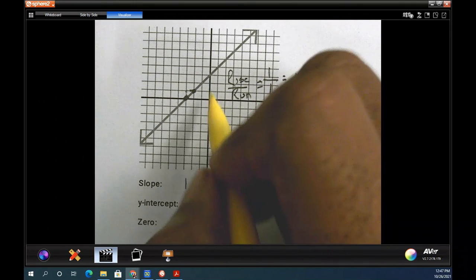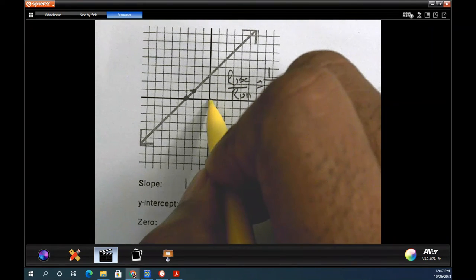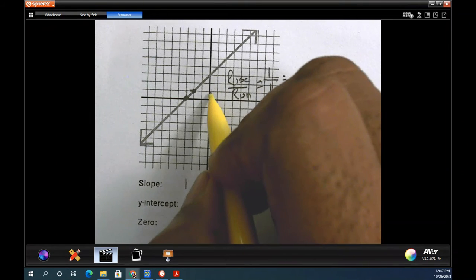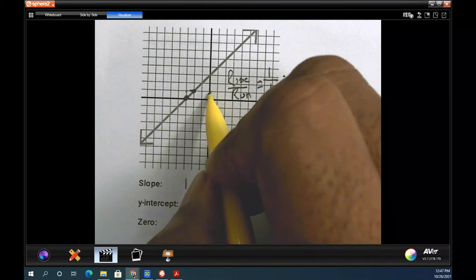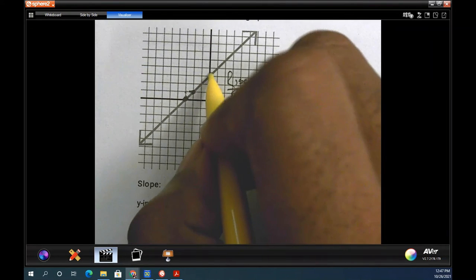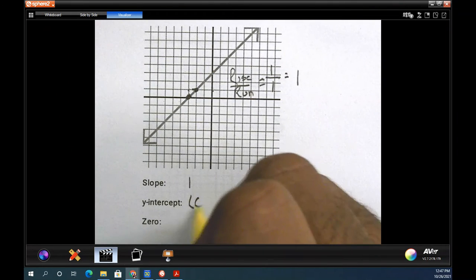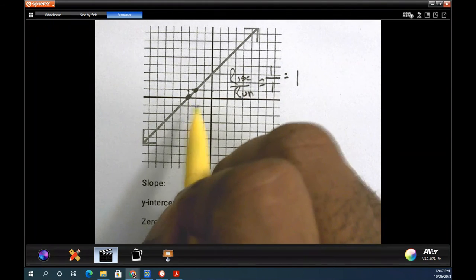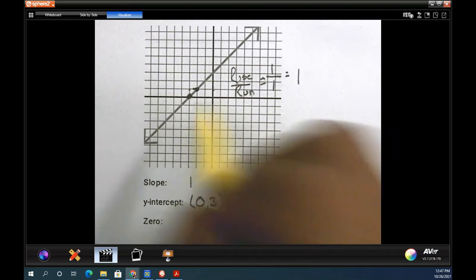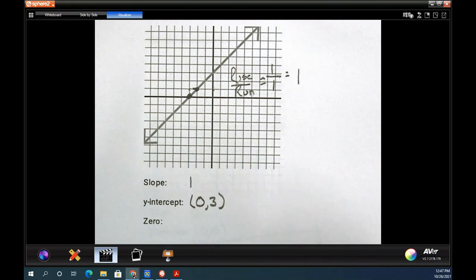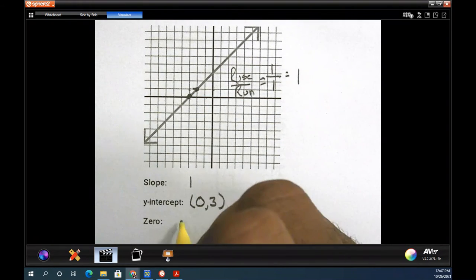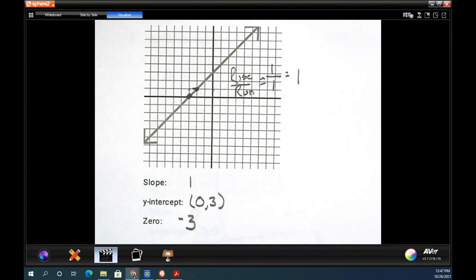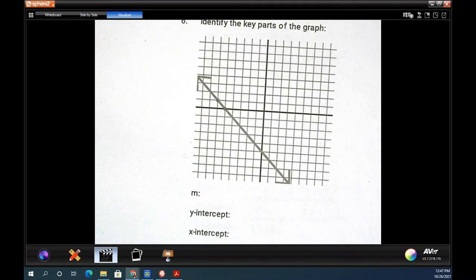What is our y-intercept? What is it? No. 0, 3. See, 1, 2, 3. The y-intercept is a spot on the graph. 0, 3. What's the 0? -3. What's another name for 0? X-intercept. Okay. Try number 6.